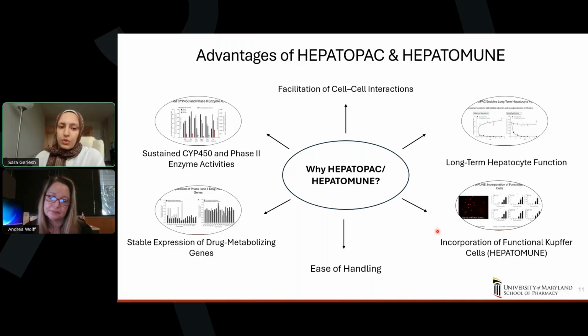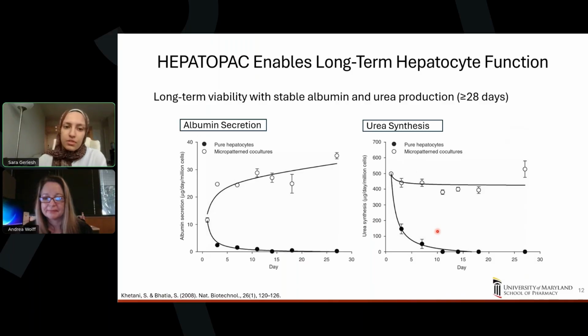Then I want to highlight why we choose to use these models. There are many advantages to the HEPATOPAC and HEPATOMUNE cultures, starting with that they are relatively easy to handle compared to other more complex systems. And also, having co-culture of different types of cells, from hepatocytes to fibroblasts and finally Kupffer cells, makes it possible to observe cell-cell interactions. And also I'm going to show some data about the functionality of these models.